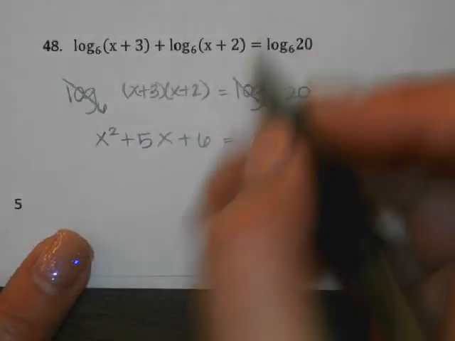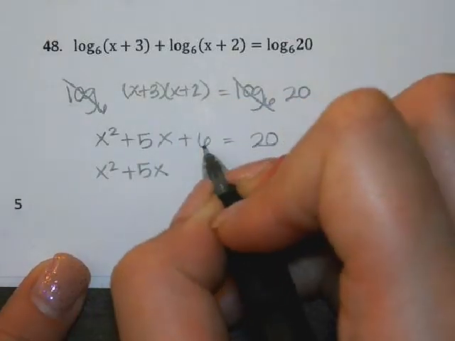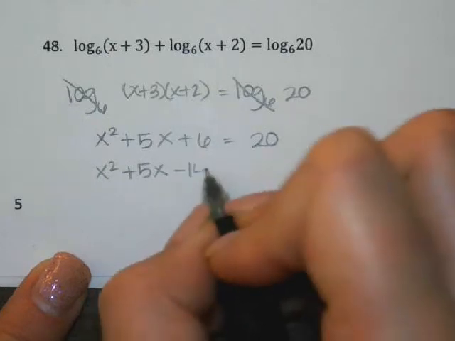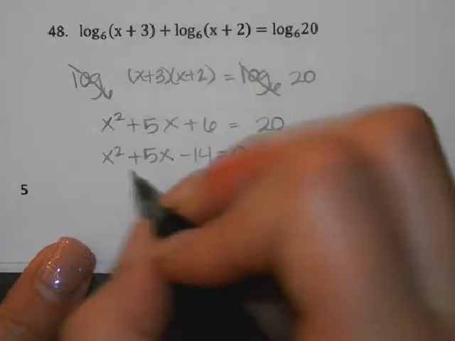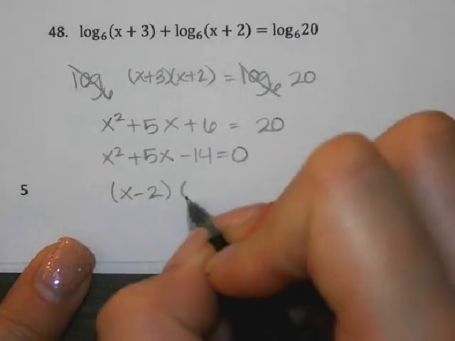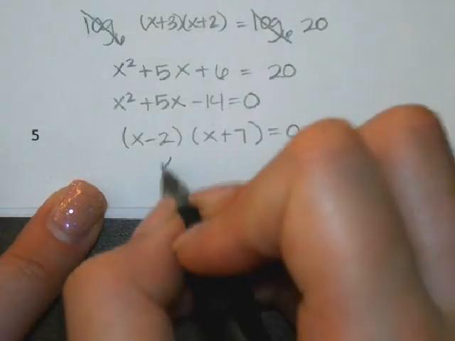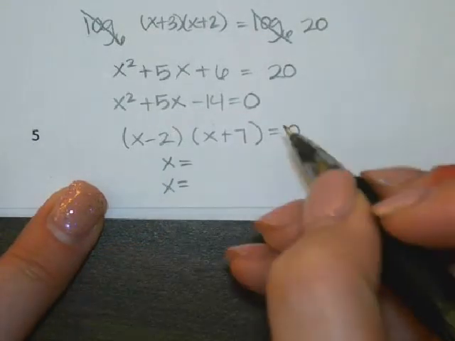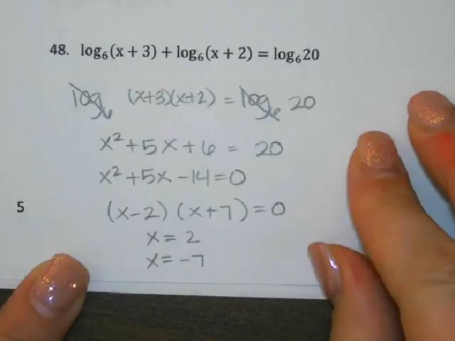Subtract the 20, it's got to equal 0. So 6 minus 20, negative 14. So we're choosing two numbers that multiply to negative 14 but add to positive 5. x minus 2, x plus 7. So two solutions, and what are they? Positive 2 and negative 7.